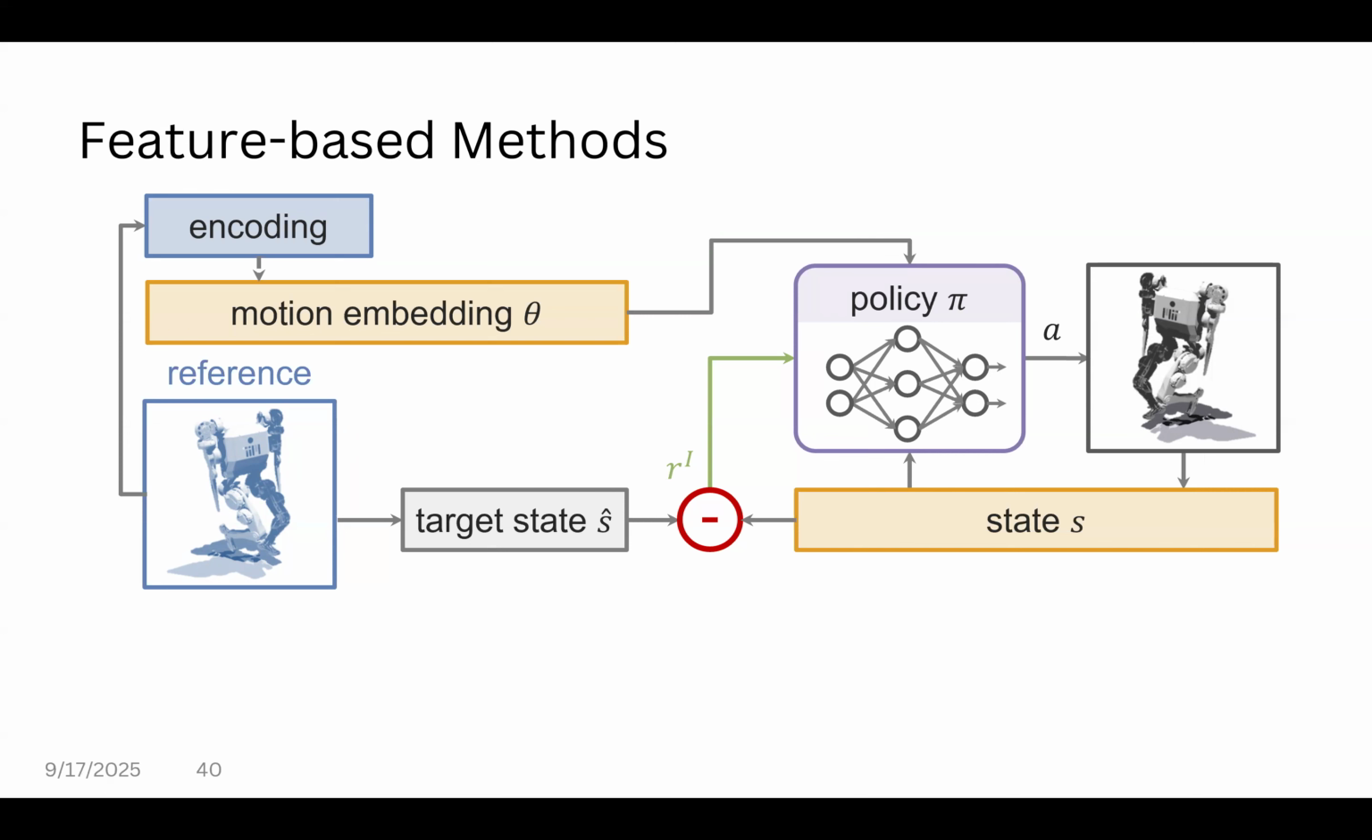This is always a trade-off between data and structure. When you have enough data, I believe you can do that. Your policy will be very strong in tracking all different kinds of motions.